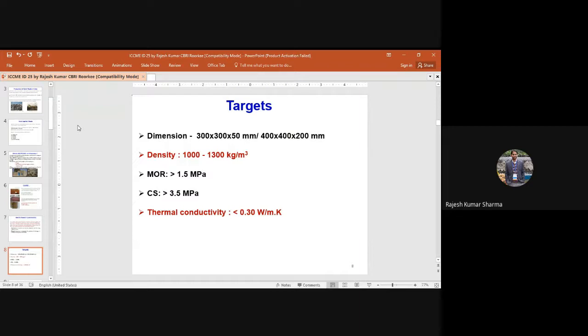The density specification targeted was 1000 to 1300 kg per meter cube. Modulus of rupture was more than 1.5 MPa, compressive strength more than 3.5, and K value less than 0.30.